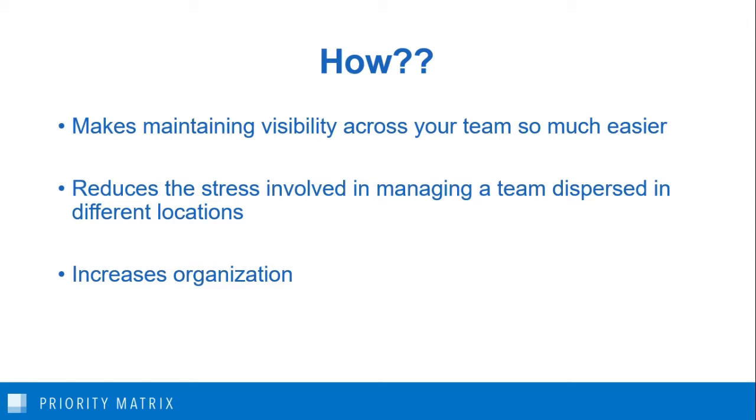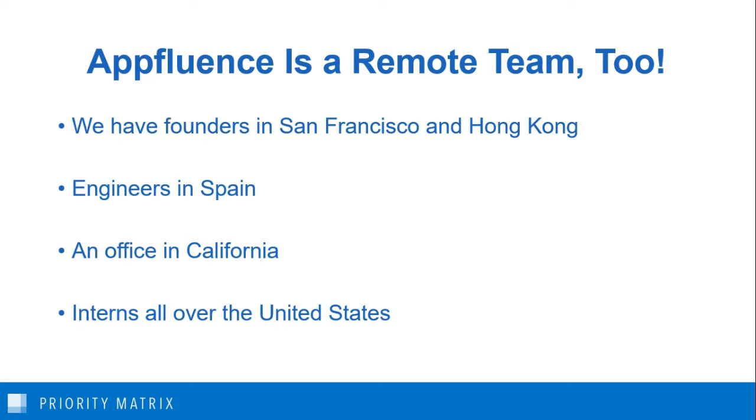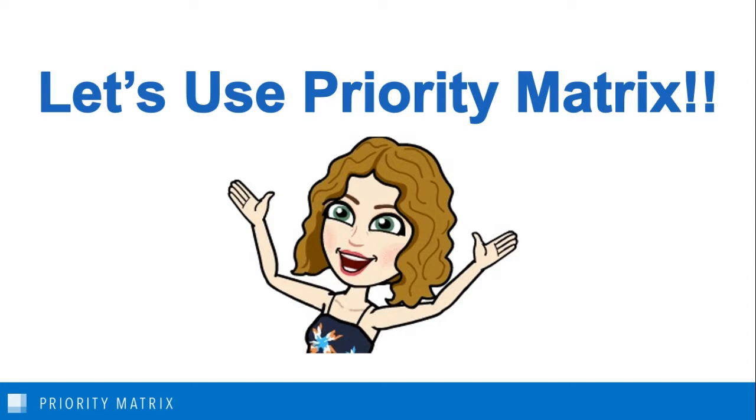Priority Matrix software makes maintaining visibility across your team so much easier, and it reduces a lot of the stress involved in managing a team that is dispersed all over the country or even all over the world. In this video, I will explain the specific features of Priority Matrix that help the remote teams who use our software collaborate and thrive. For this tutorial, I'm going to use the case of Appfluence. We have founders in San Francisco and Hong Kong, engineers in Spain, an office in California, and interns all over the US. So let's get started.